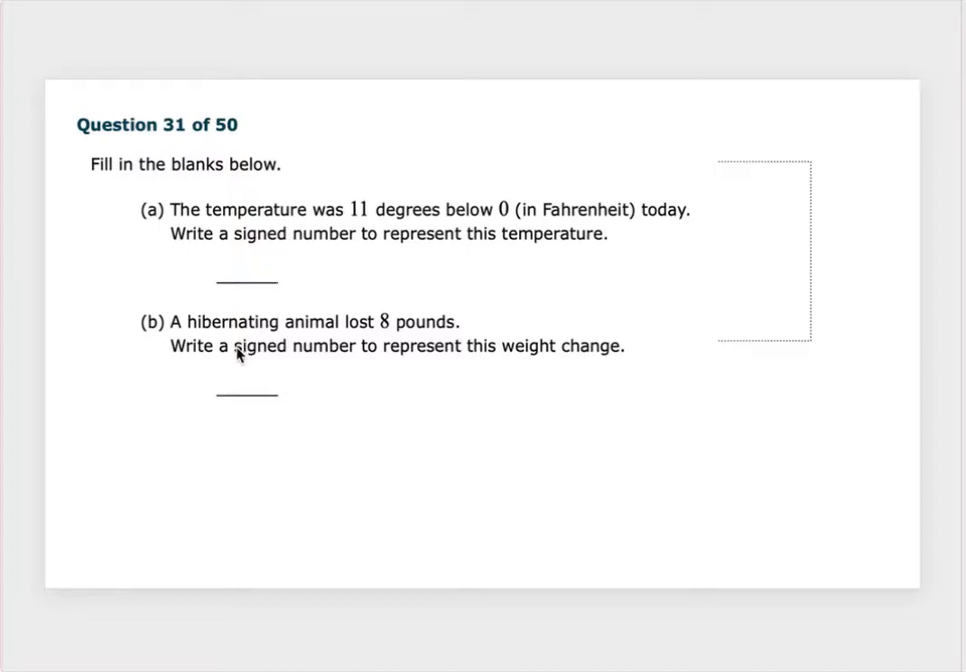So, question 31. Fill in the blanks below. The temperature was 11 degrees below zero today. Write a signed number to represent this temperature. Okay, so let me get a pen. Remember, below zero would be negative, so we'll put negative 11. A hibernating animal lost 8 pounds. Write a signed number to represent this weight change. The weight change is down, so we would put negative 8.